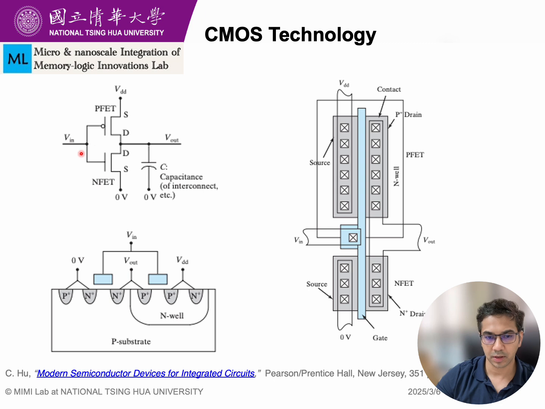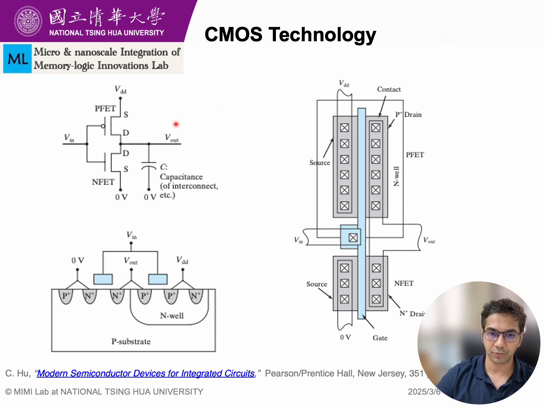Now let's look into the details of this CMOS technology. This is the circuit of the CMOS inverter. This is the fundamental building block of the digital circuit. It is used to invert one signal, turning 0 into 1 and 1 into 0.